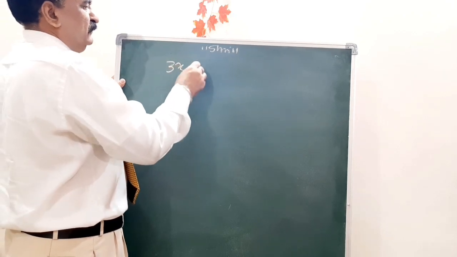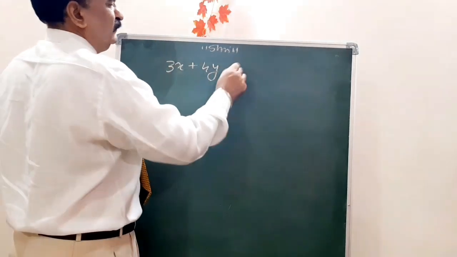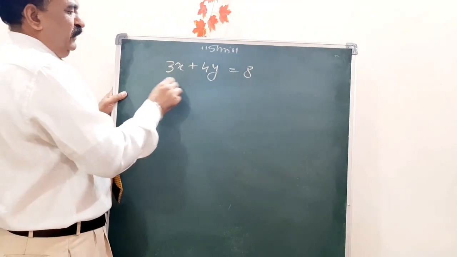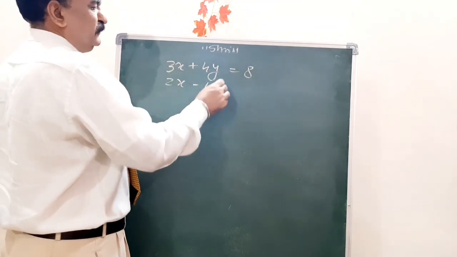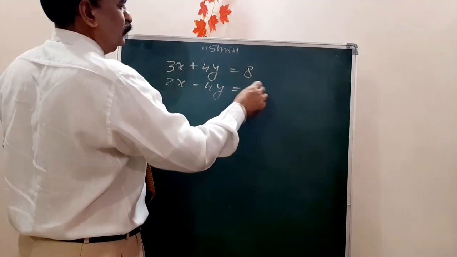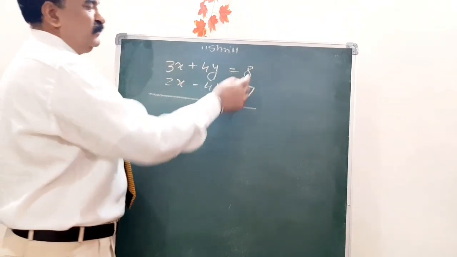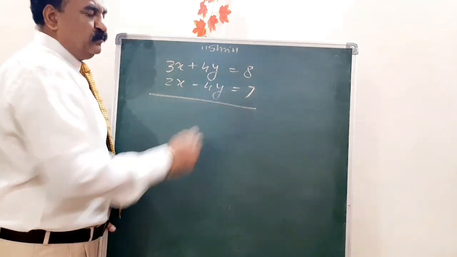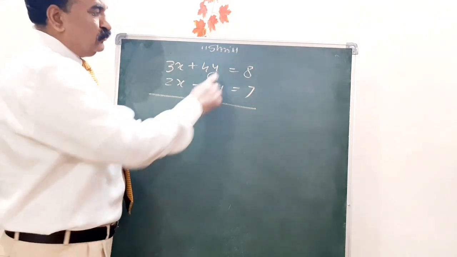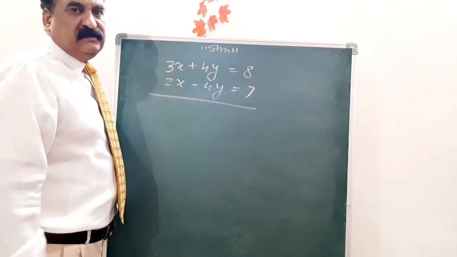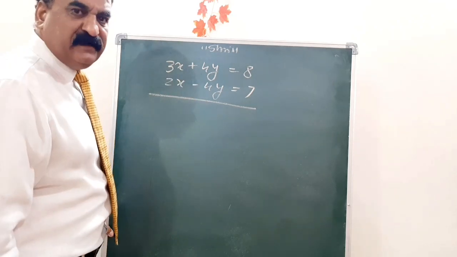3x plus 4y is equal to 8 and 3x minus 4y is equal to 7. These are the equations. Now you have to solve the linear equations. It means you have to find the value of x and y.